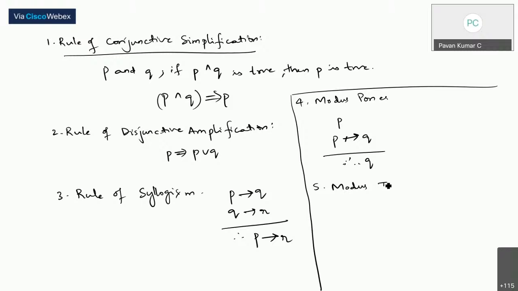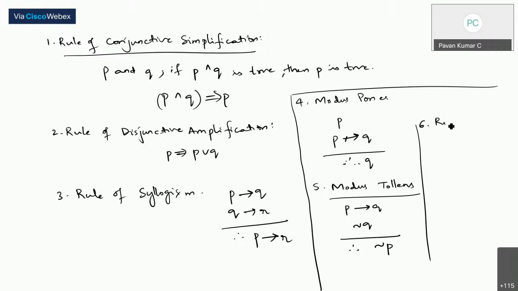Then we have something called modus tollens, which has the argument of the type P implies Q. Two propositions are there: one is P implies Q and the other is negation Q. And we can conclude negation P.